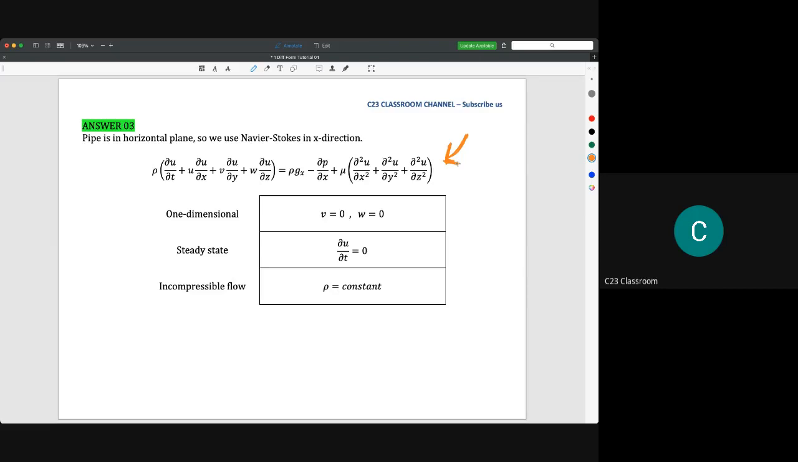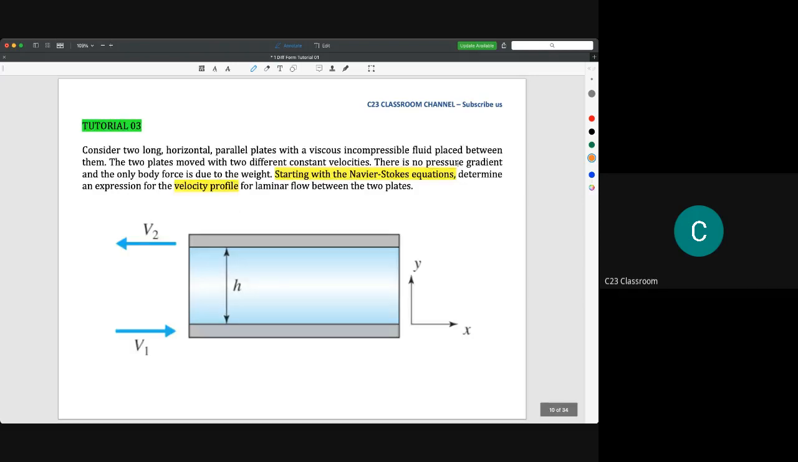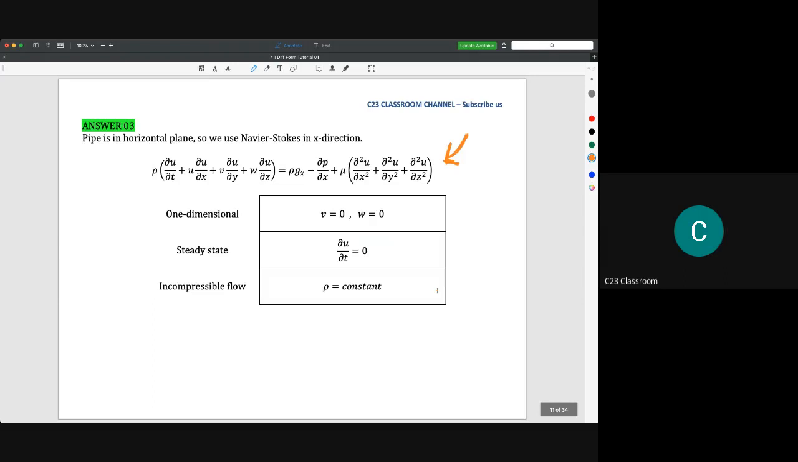Tujuan kita buat assumption tu adalah untuk mengurangkan terms di dalam Navier-Stokes equation kita supaya lebih mudah untuk kita selesaikan. So, jadi pertama sekali, according to the question, we could assume that we are focusing this as a one-dimensional flow. So means that if one-dimensional flow, we assume that there is no velocity in y-axis and no velocity in z-axis. So we could reduce the value of v and w. So v is equal to 0 and w is equal to 0.